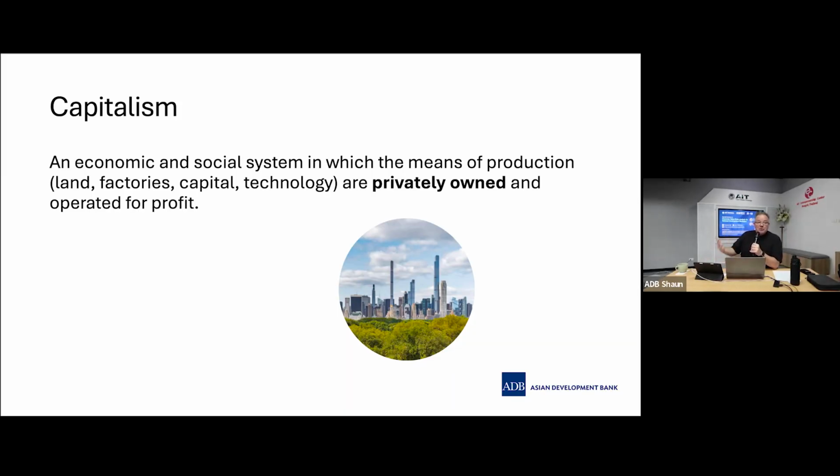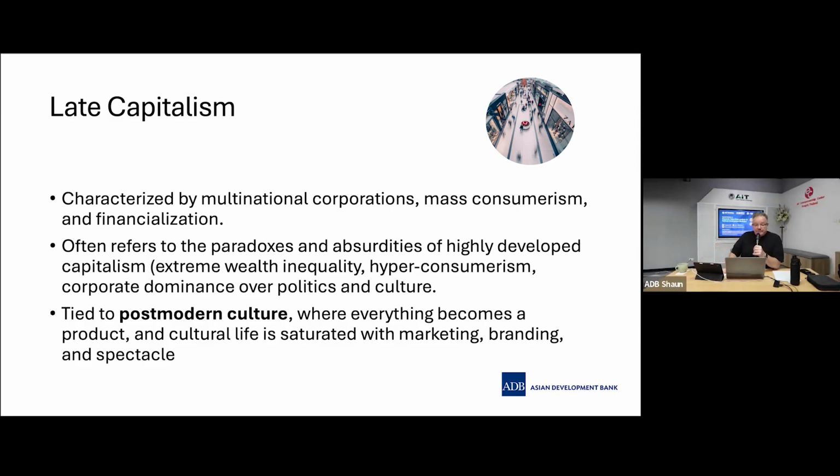First of all, I'm assuming that we all know what capitalism is. The idea that an economic and social system like capitalism means the means of production, that is land, factories, capital, technology, are privately owned and operated for profit. This is the idea of many of the countries that we work in, not all of them, but even those who don't necessarily have a democratic form of government still operate under these ideas.